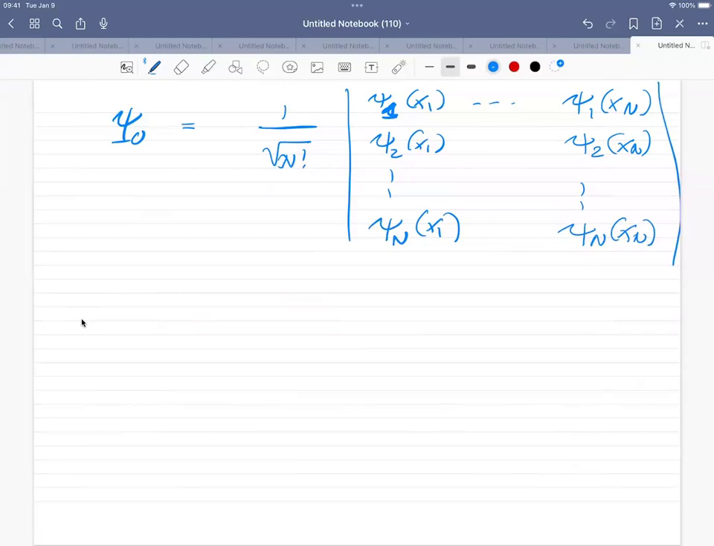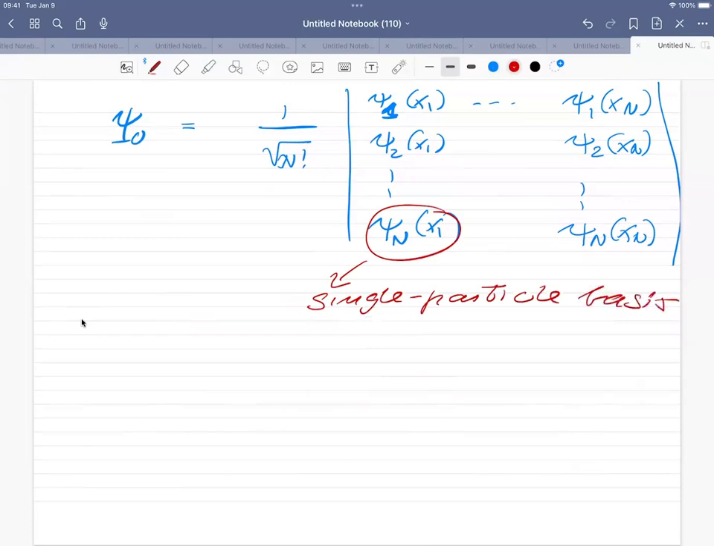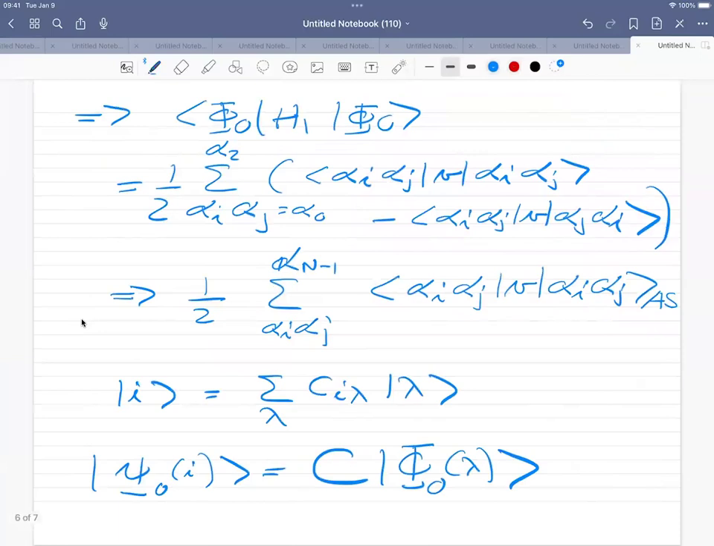Now, one thing which is important is that this is a single particle basis. If this is an orthogonal basis and we perform this transformation, this becomes also an orthogonal basis. And that was one of the exercises last week.